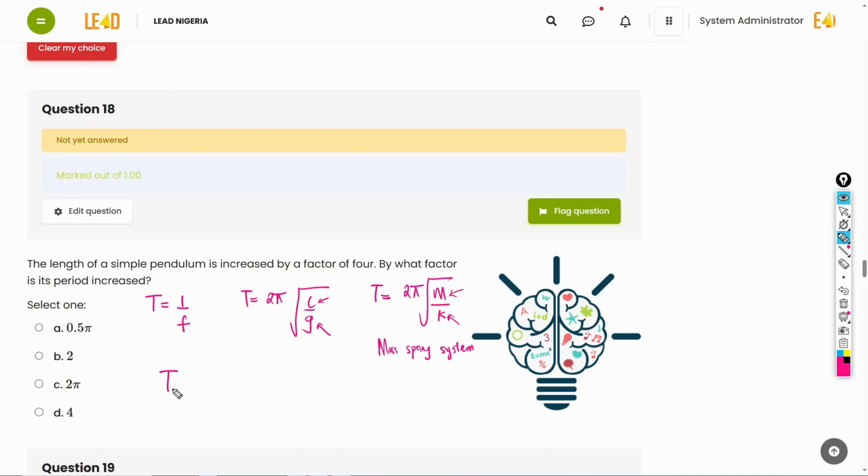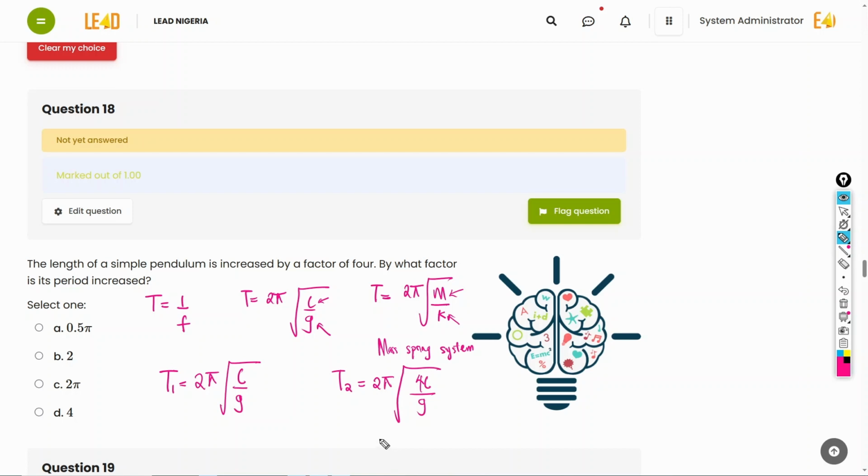So initially, the initial scenario, you had T1 equals 2 pi square root of L over g. So the length was as it was. And then the second scenario, watch closely, it now becomes 2 pi square root of 4L over g.